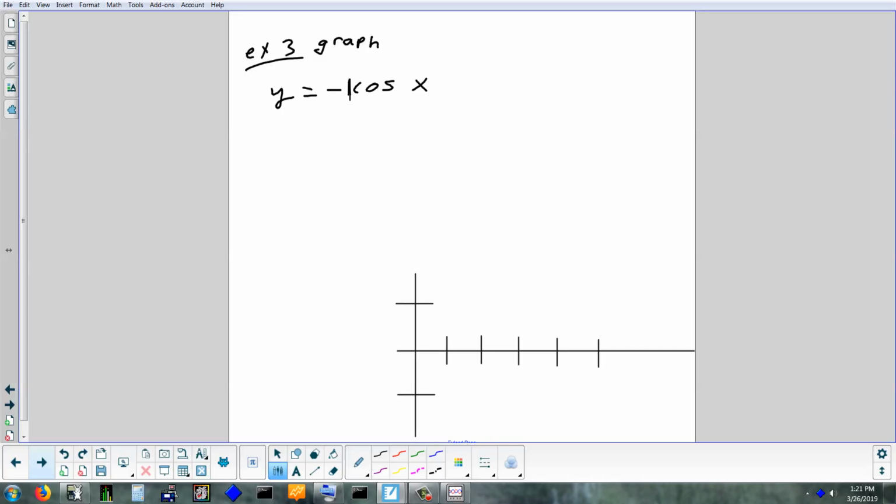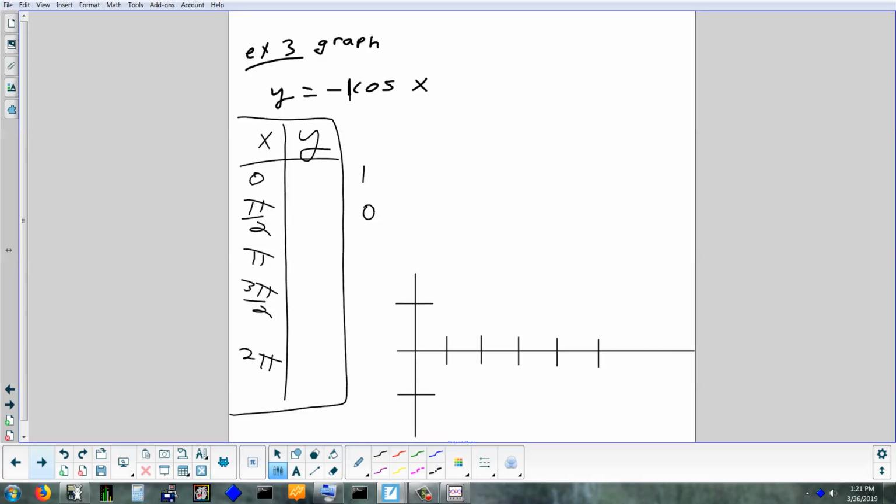So all it does is flip it over. Whatever was positive becomes negative. Whatever was negative becomes positive. But let's go through it. So x's stay the same. Now, the original y values would have been 1, 0, negative 1, 0, 1. Change the sign of all of them. Multiply them all by negative 1. Negative 1, 0, 1, 0, negative 1.